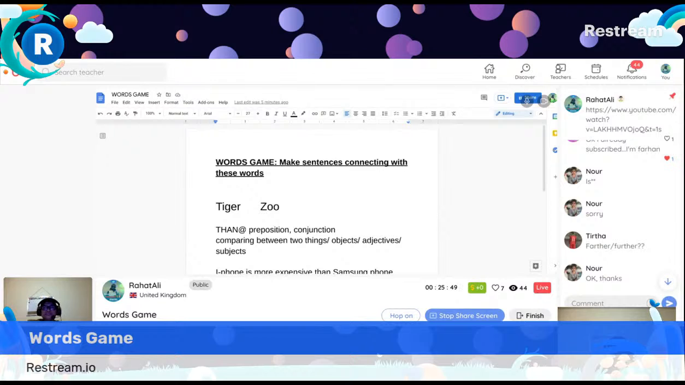Titha, you know this meaning, don't you? Further and further.